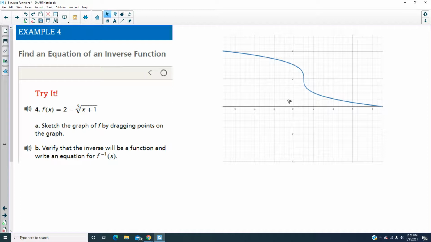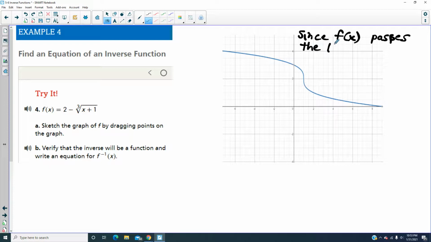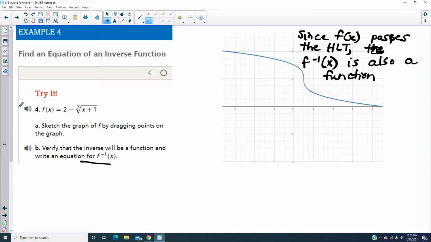Okay, so part, where's my pen? Okay. So I can say since f of x passes the horizontal line test, and I'm going to abbreviate that HLT, the inverse, or I can say the inverse function, or f inverse, is also a function. Okay, will be a function, and then write an equation for f inverse. All right, so let's write an equation for f inverse.